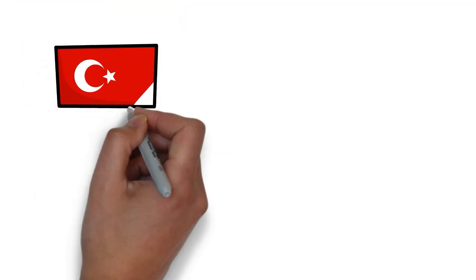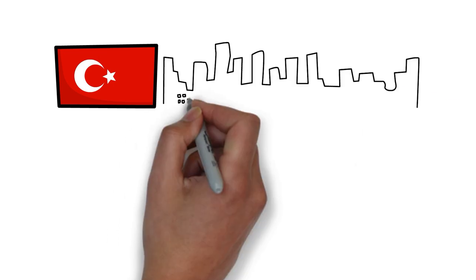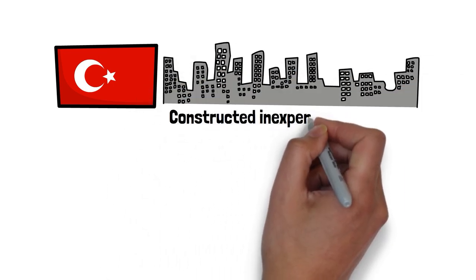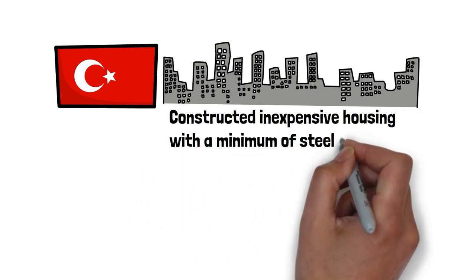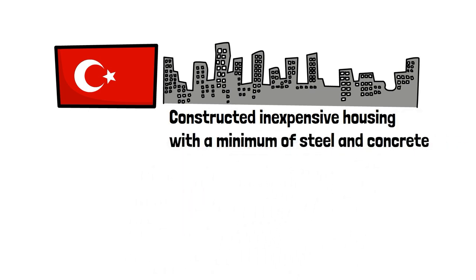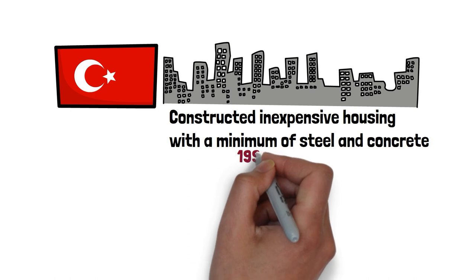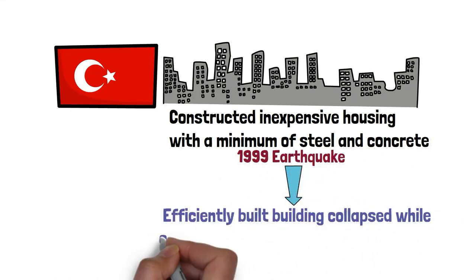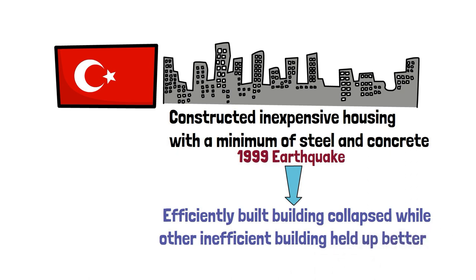Another example from Turkey shows that efficient building can also be dangerous. Several years ago, Turkey's government designed and constructed inexpensive housing which was built efficiently with a minimum of steel and concrete. During the 1999 earthquakes, these buildings easily collapsed while other, inefficient buildings held up better. What about agriculture?